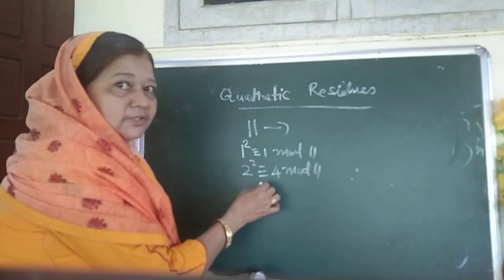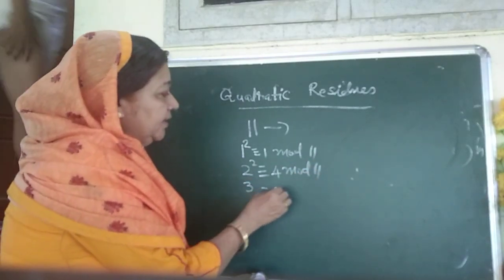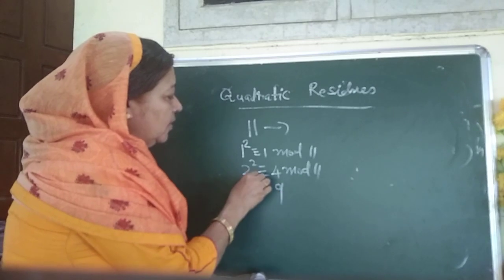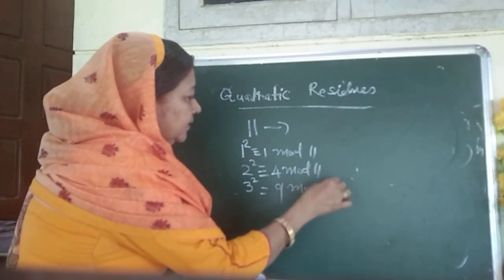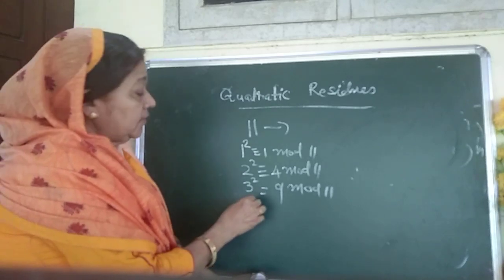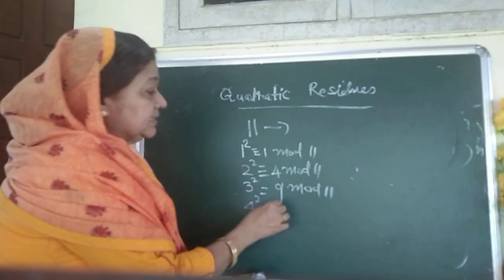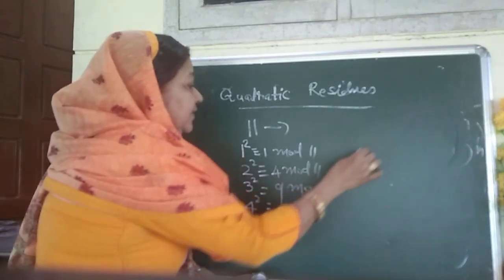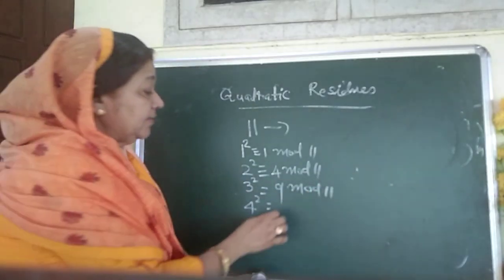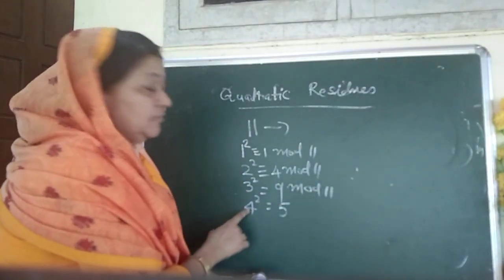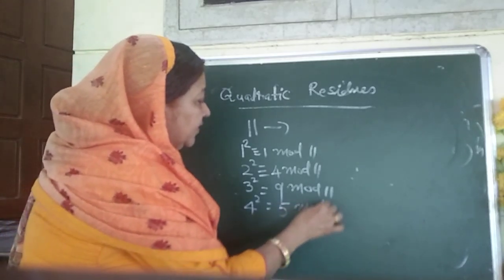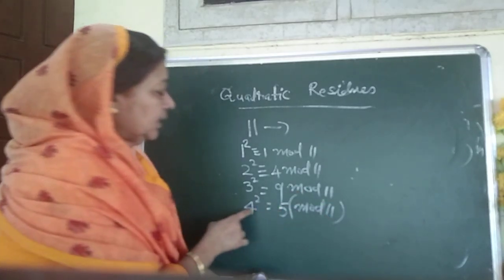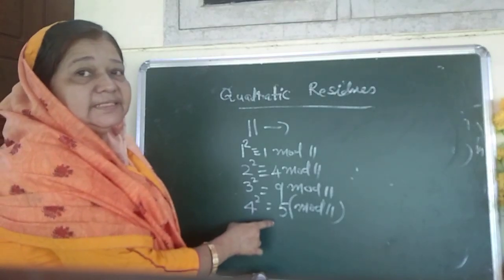3 square is equal to 9. 9 is also congruent to 9 mod 11. Then 4 square, that is 16. When we divide 16 by 11, the remainder is 5. So 4 square is congruent to 5 mod 11. That is, 16 minus 5 is 11.